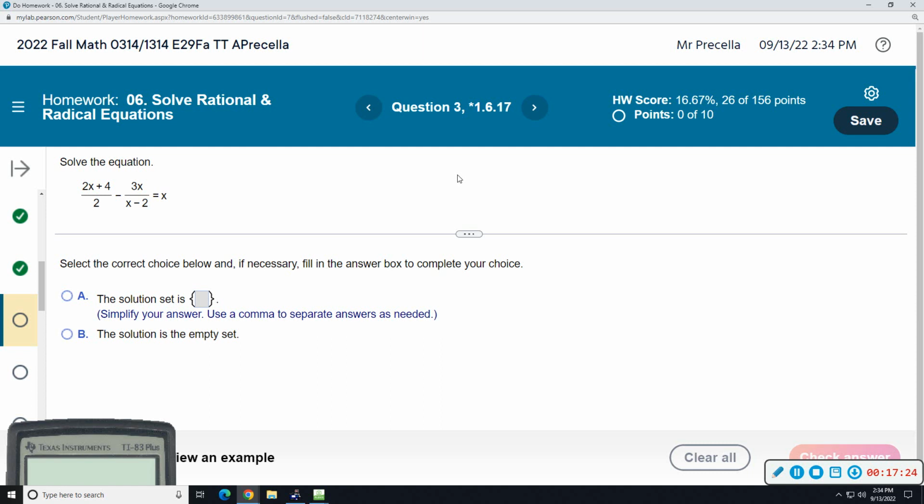Okay. You'll notice how I'm going to be spreading the stuff out as I write it out. Write it real: 2x plus 4 all over 2 minus, we have a 3x over x minus 2 is equal to x. Let's make sure: 2x plus 4 over 2 minus 3x over x minus 2 is equal to x.